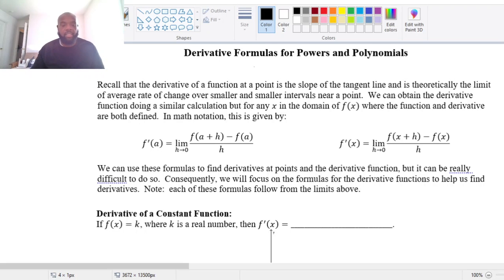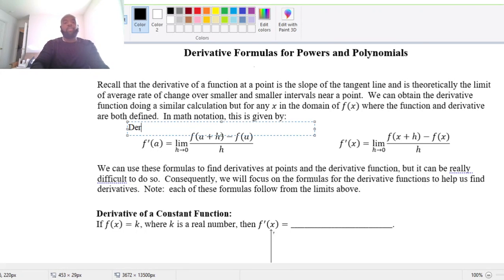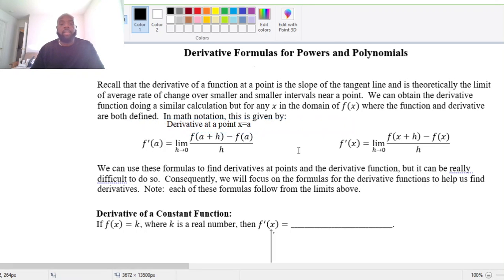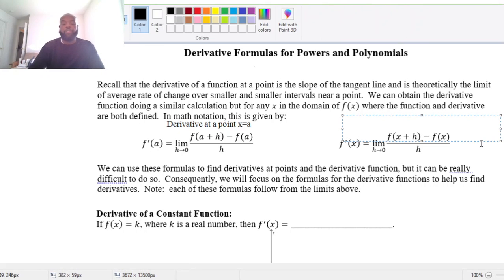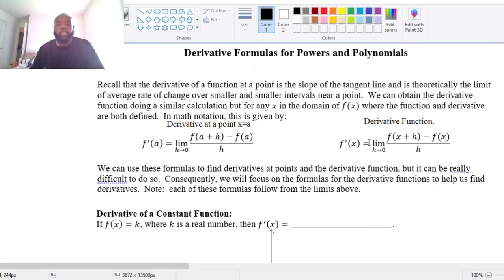I have this limiting notation here that gives not only the derivative at a point, so here to the left, we have the derivative at a point, x equals a, right here in this one. And then here, this is our derivative function. This is for any function that has an input value of x, and your function is called y equals f of x, right?